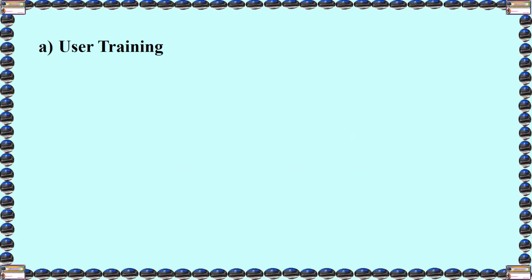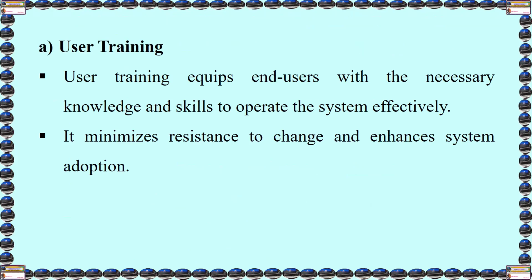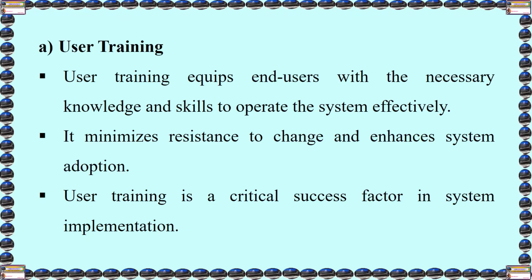We begin with user training. User training equips end users with the necessary knowledge and the skills that are needed to operate the system effectively. It minimizes resistance to change and enhances system adoption. The user training is a critical success factor in system implementation because no one can use a new system if he or she does not know how to use it, and if one does not have the confidence and the courage to use it because of fear to fail.